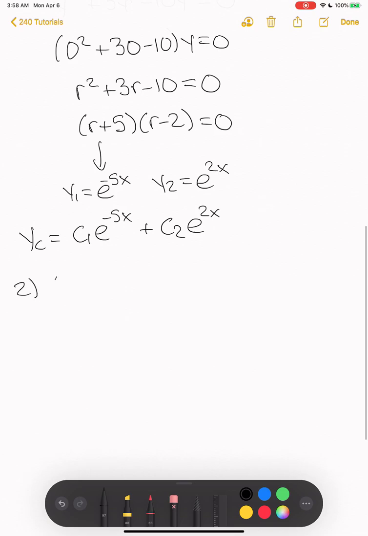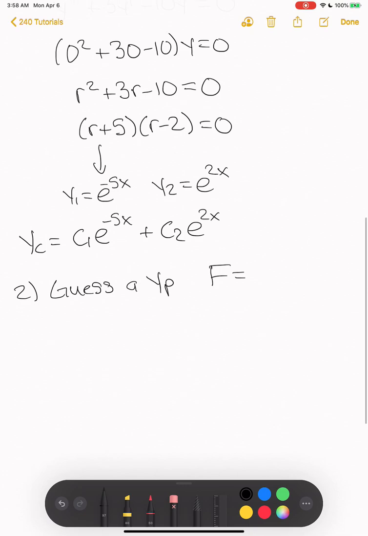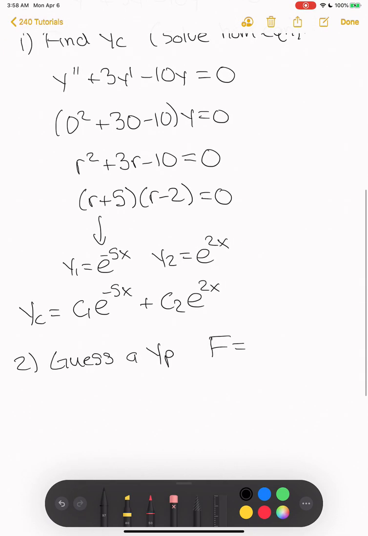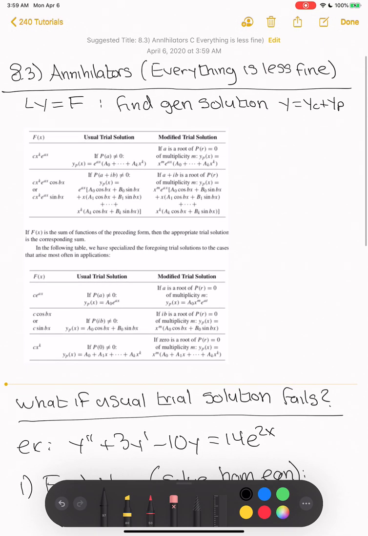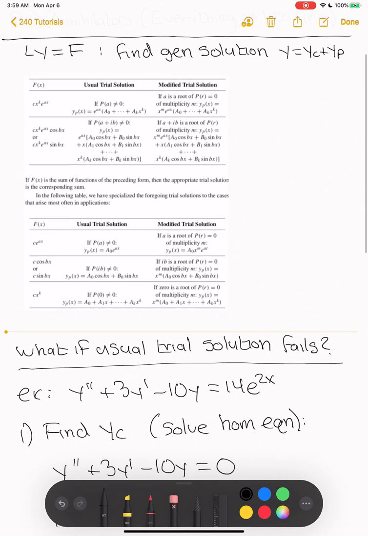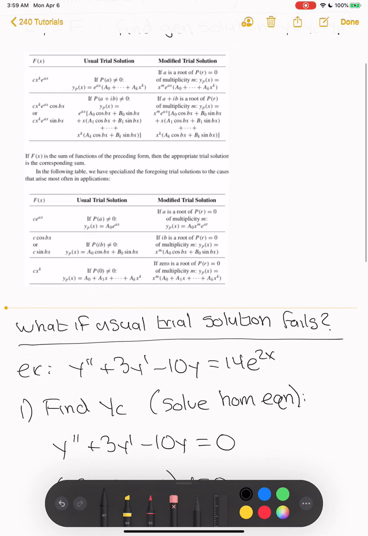Part two is we need to guess a trial solution, a particular solution y sub p. If we look at the differential equation we have, our outside function is 14e to the 2x. So we go up to our table and we look at the appropriate function on the left-hand side, all the way in that column. If you look at the second table, it looks like the very first row there. So we have some constant times e to the 2x.